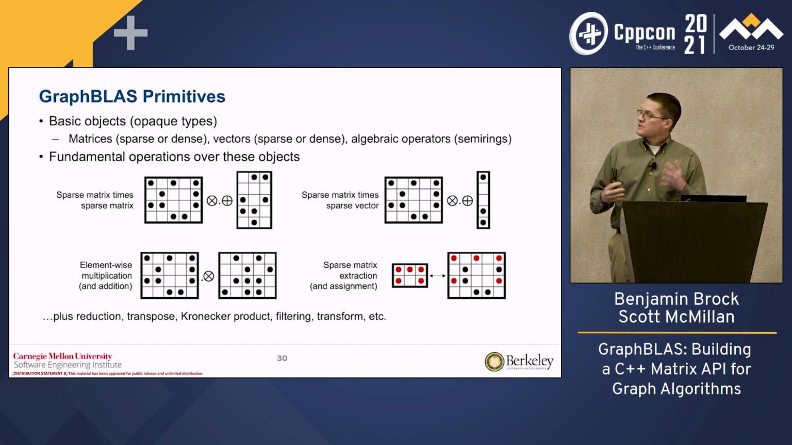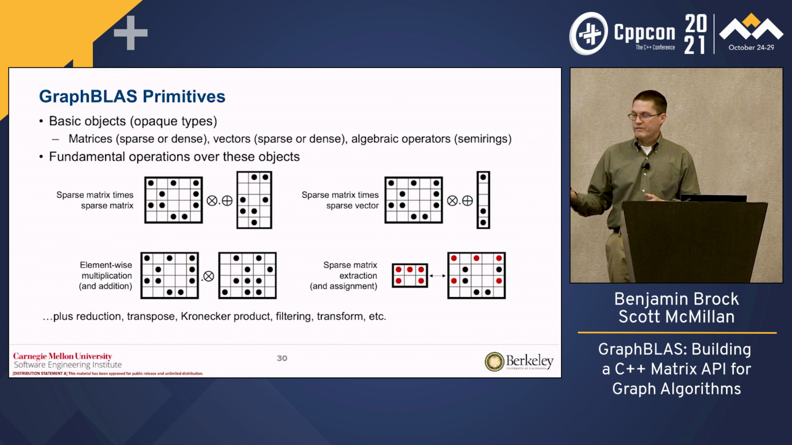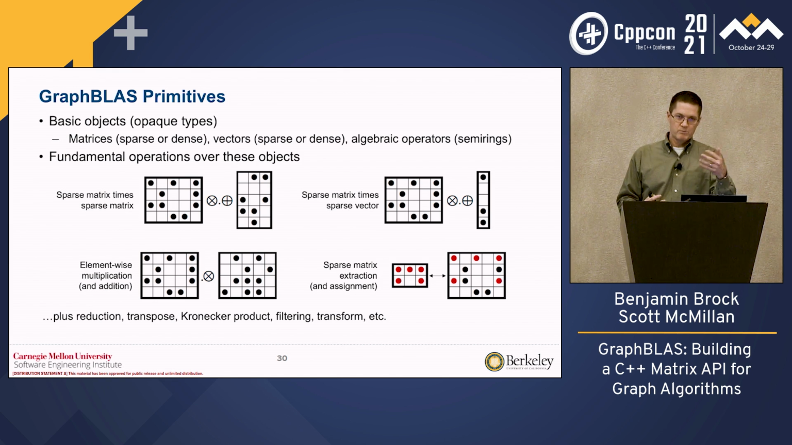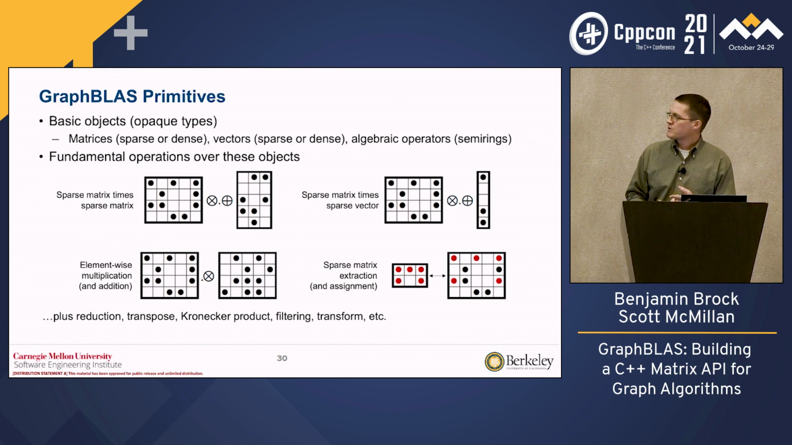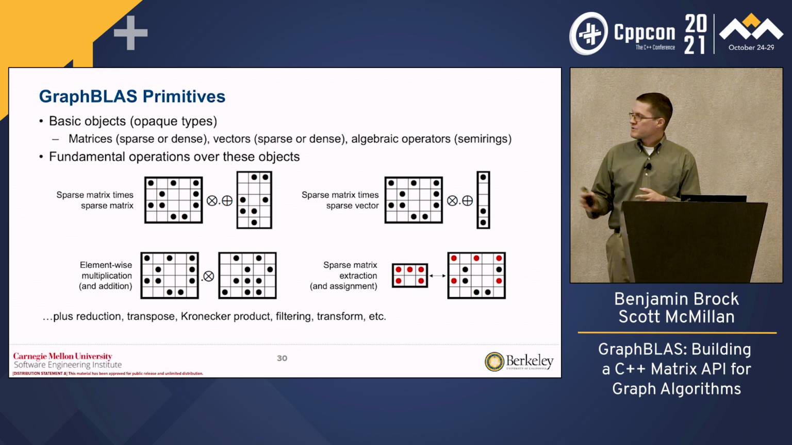So GraphBLAS consists of a couple of objects, sparse matrices, maybe dense. We don't really actually say what it needs to be. We leave the backend implementation up to the library writer. And we define a bunch of algebraic operators like semirings and monoids. And we define only about a dozen operations. And those operations, Ben may refer to them as algorithms later, consist of matrix-matrix multiplication, matrix vector, element-wise operations, a whole set of things that you would expect in linear algebra, and then a couple that you would find in graphs, like sparse matrix extraction and assignment. That's like subgraph extraction, subgraph manipulation.